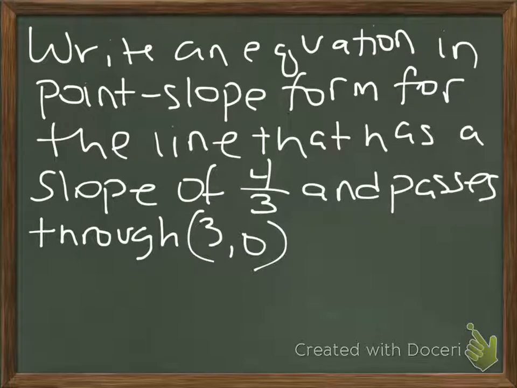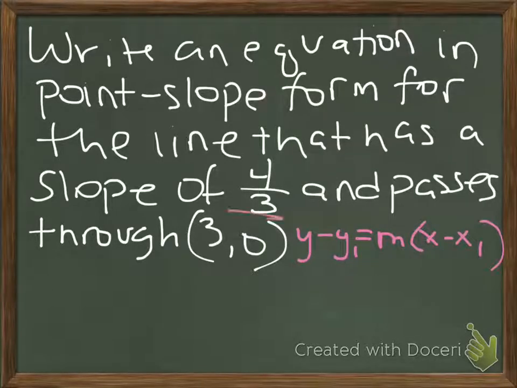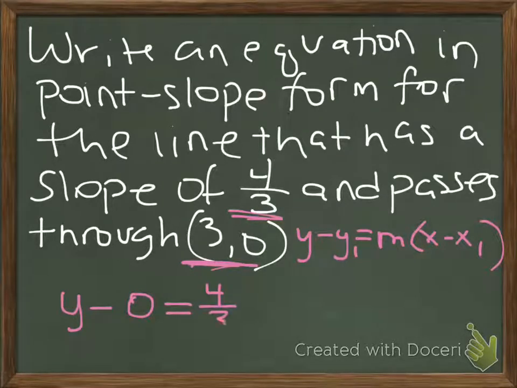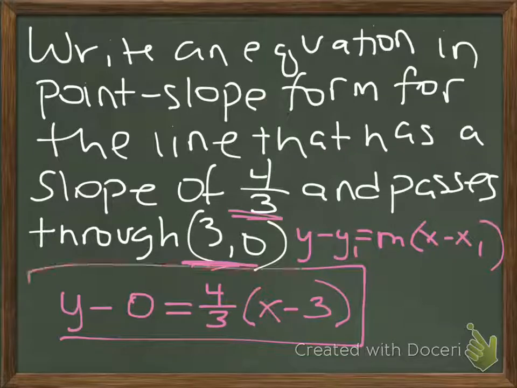Writing an equation in point-slope form. Point-slope form, we have our y minus our y-coordinate equals the slope times x minus the x-coordinate. So we're given the slope, we're given the point, we just plug it in. So y minus our y-coordinate of 0 equals our slope times x minus our x-coordinate of 3. And that is all we can do.